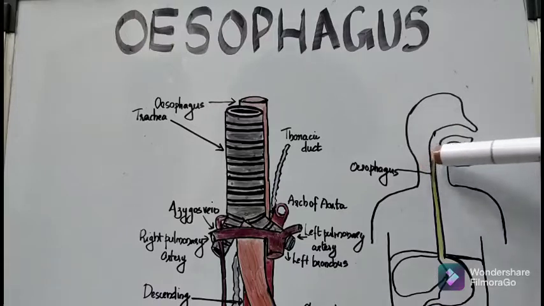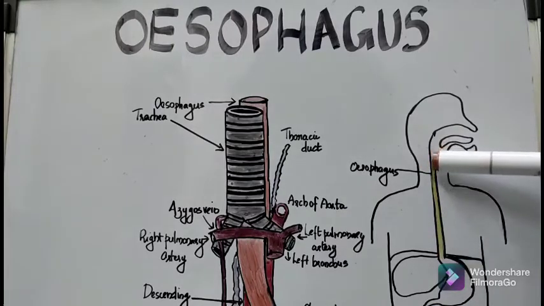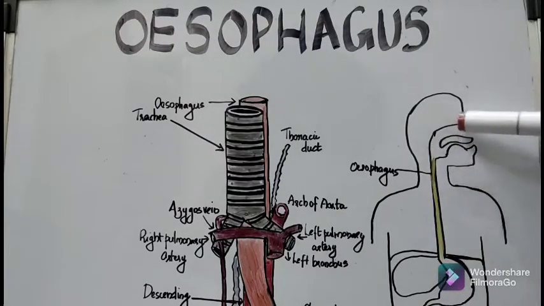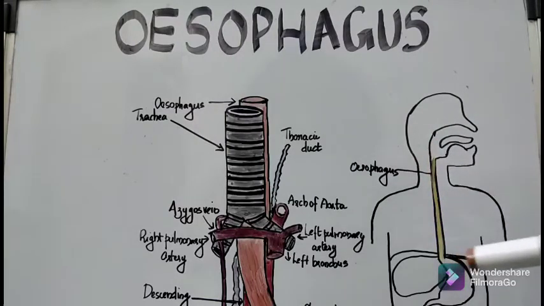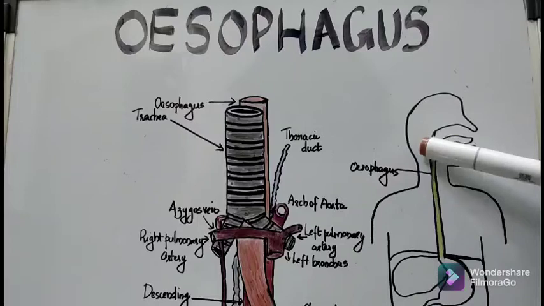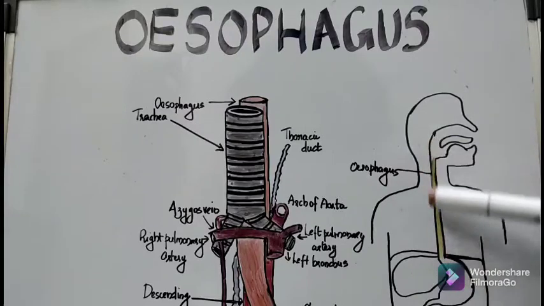The wall of the esophagus is kept collapsed most of the time except during the intake of food. During the intake of the bolus it gets dilated, but most of the time the lumen of the esophagus is kept collapsed.